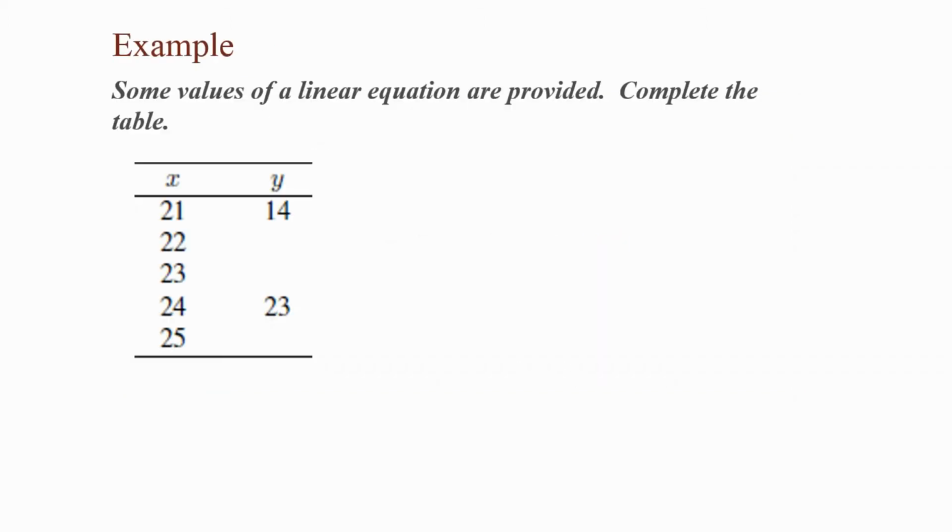In this example, some values of a linear equation are provided, and we need to complete the table. We have all the x-coordinates, 21, 22, 23, 24, 25. And then we have the points (21, 14) and (24, 23). For the slope, we have rise over run. We know that the run is going to be equal to 1 since each coordinate for x goes up by 1. That means whatever we find for the slope will be our change in y.